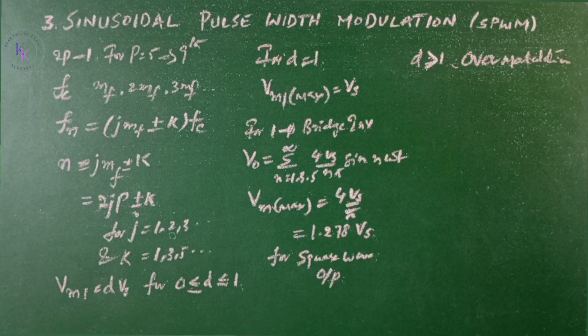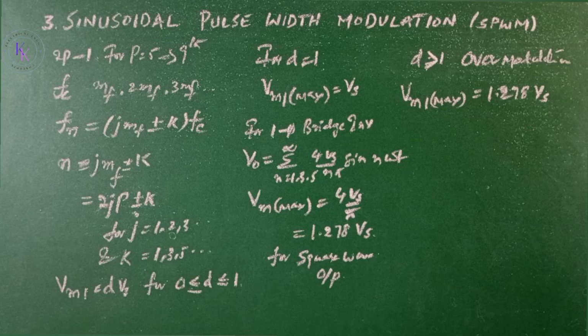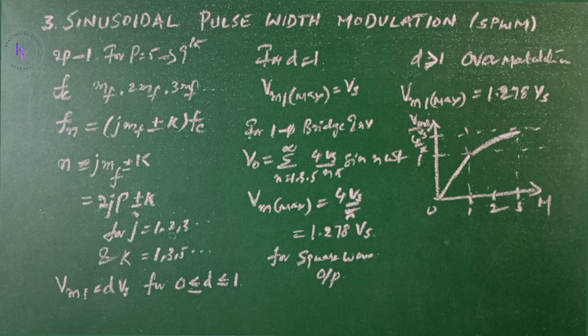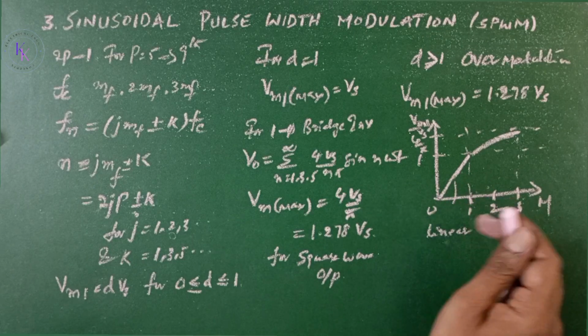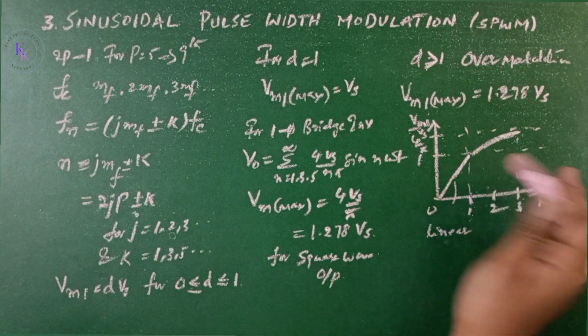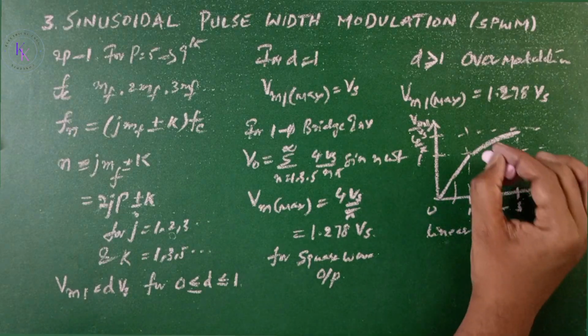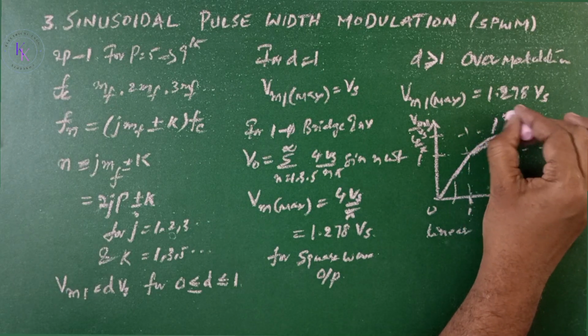The value of d at which Vm1 max equals 1.278 Vs depends on the number of pulses per half cycle, that is p, and is approximately 3 for p equal to 7. This is the graph between the peak fundamental output voltage versus the modulation index M, in which you can see a linear change between 0 and 1. Then when it goes to over modulation, it is non-linear.